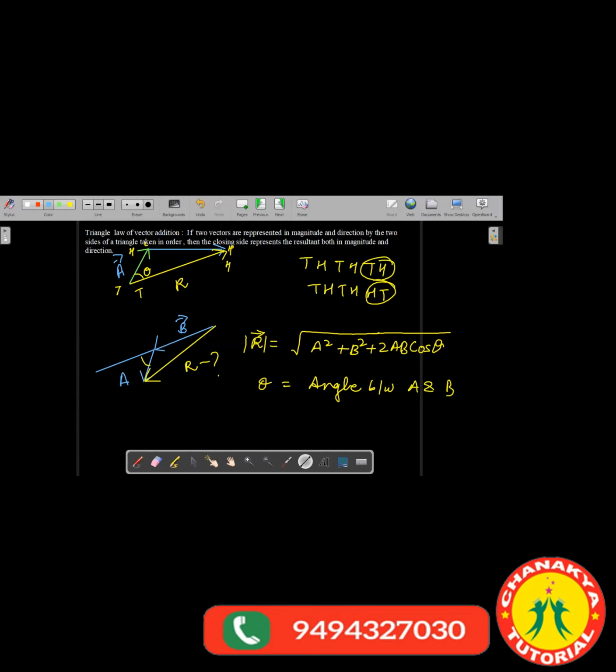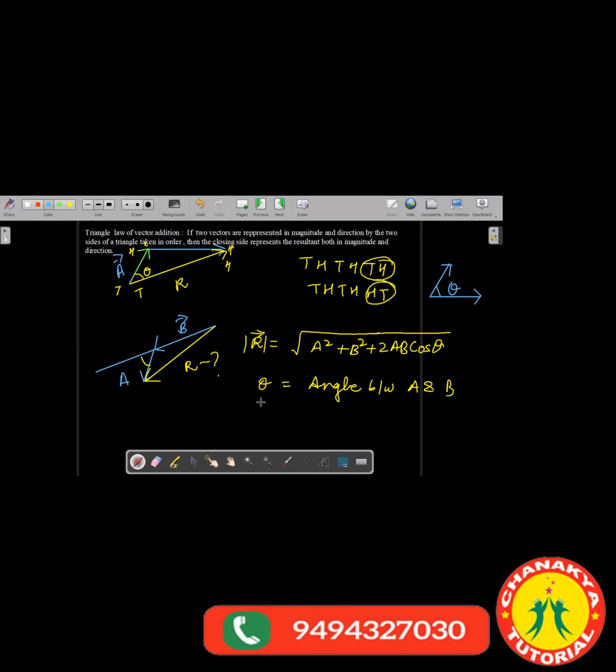Sir, what do you mean by co-initial? Okay, co-initial means when the two vectors are arising from a common point, like this. So if you have a vector A and vector B, the angle between these two vectors will be this angle.